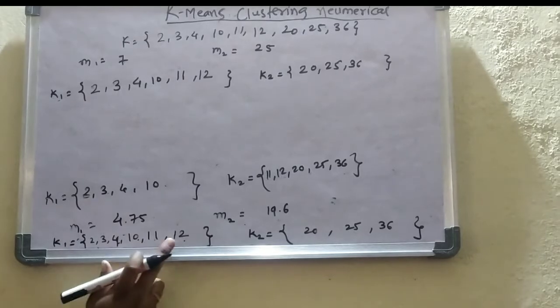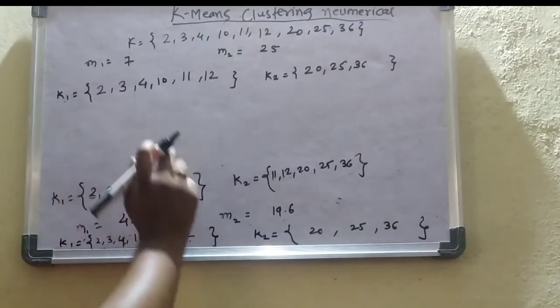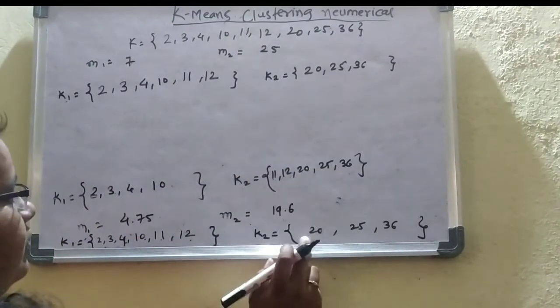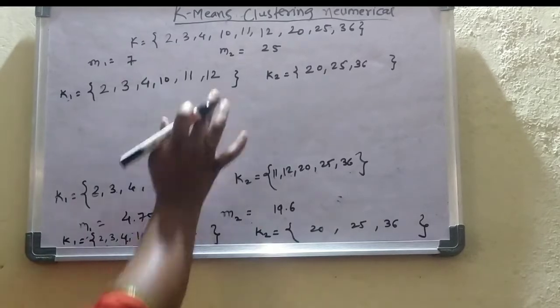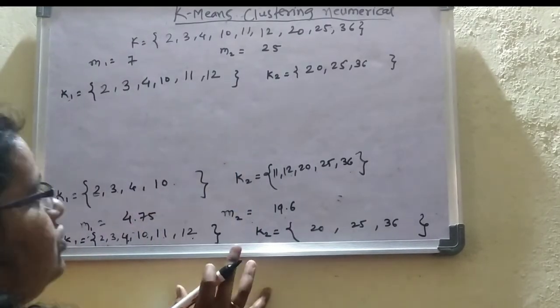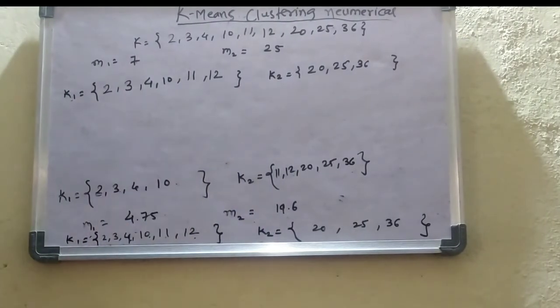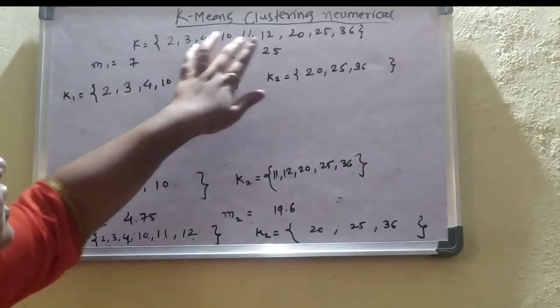Now you can see this is the same cluster that we got before: 2, 3, 4, 10, 11, 12 and 20, 25, 36. So both clusters are the same, and here we have to stop. These are the two clusters into which we have divided all the data points.